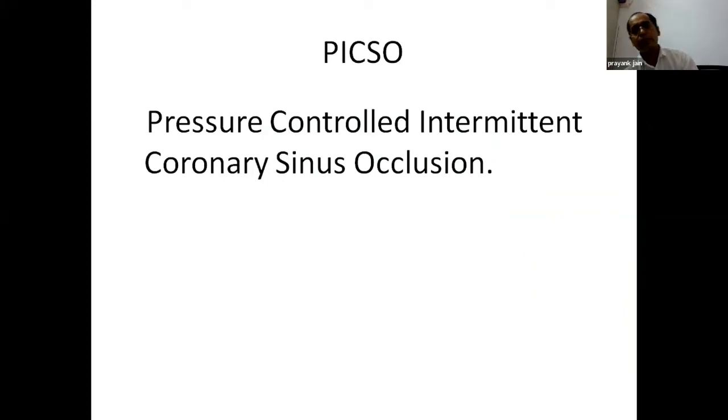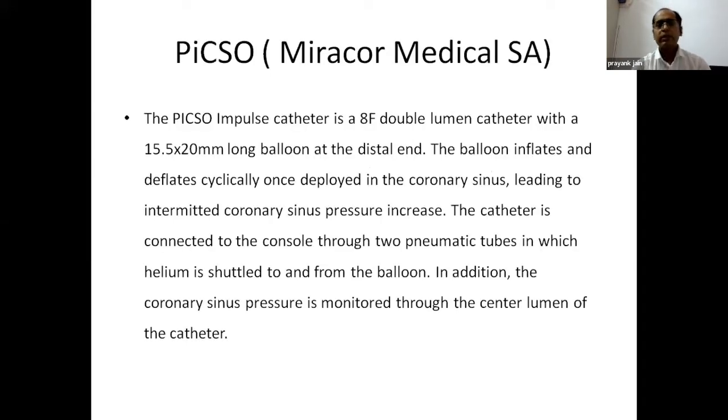Now coming to the actual technique which is used and the pathophysiologic background of why we are using it. The technique which is nowadays being practiced, on which a lot of work is being done, is called PICSO, which is pressure controlled intermittent coronary sinus occlusion. There is a device called PICSO which is made by a company, Miracor Medical. The PICSO Impulse catheter is the catheter which we use for coronary sinus occlusion techniques.